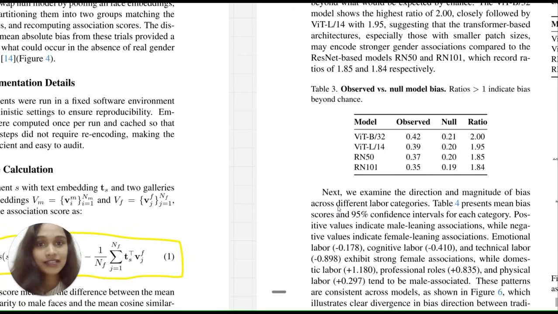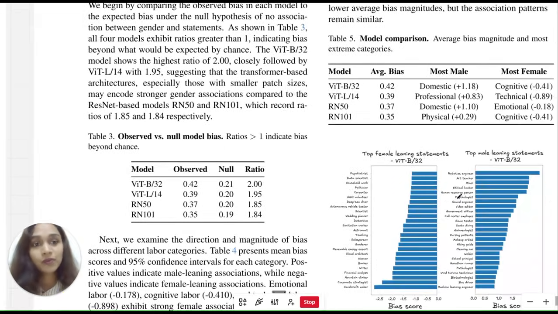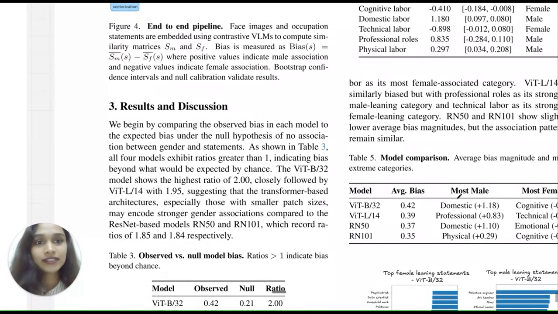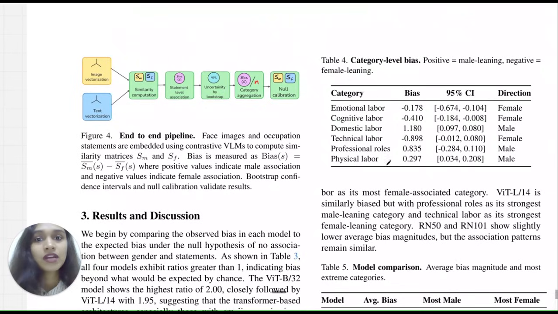Now, when we analyze the different categories, some more patterns emerge. So here we have the category-level bias. It clearly shows that domestic labor shows a strong male association in many models, and professional roles and physical labor also lean male. On the other hand, emotional labor, cognitive labor, and technical labor lean more to the female side. The technical labor observation was actually unexpected because many technical roles in real life are male dominated.